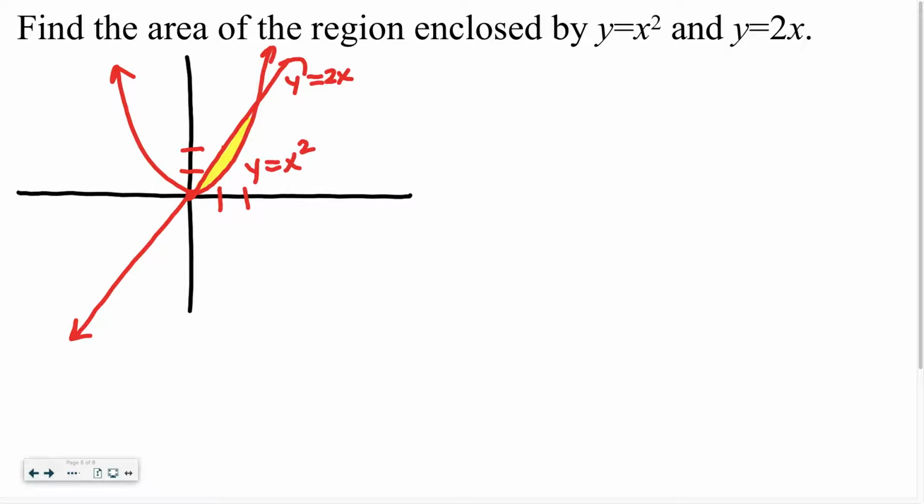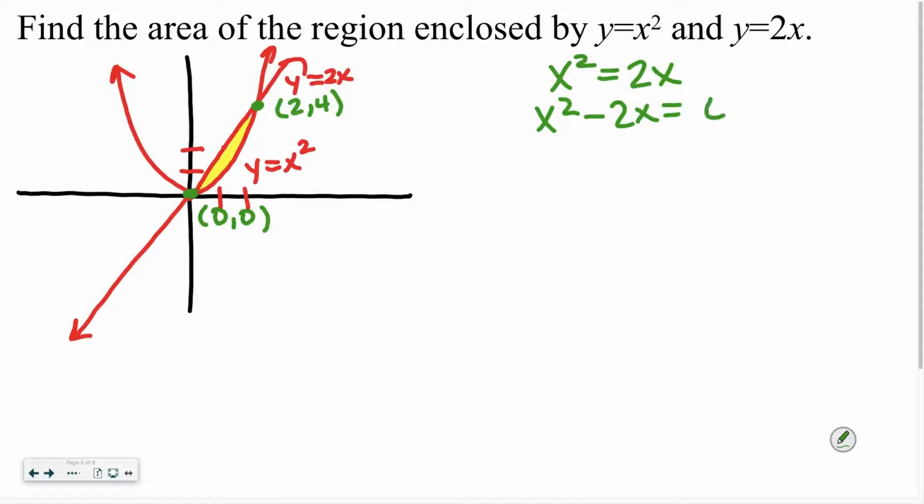So what are we going to have to find about these two graphs? Where do they intersect? Where does this guy intersect right here? 0, 0, and 2, 4. Now, some of us were able to do that without any algebra. If it wasn't obvious, remember, you would set your two equations equal to each other, and then solve from there. So x equals 0 and x equals 2 would be our two places of intersection.